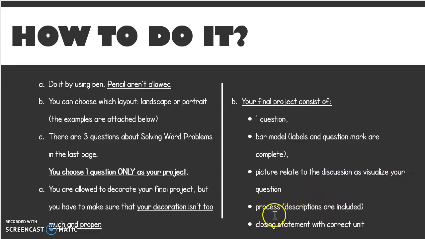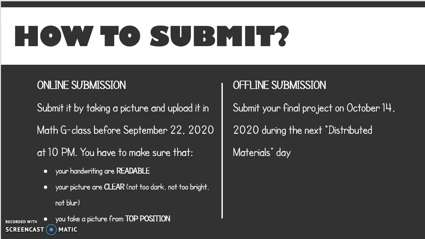And then the process, of course, the description is also included, okay? And then a closing statement with the correct unit. Okay, this one, how to submit? You have two kinds of submission. The first one is online submission, okay?